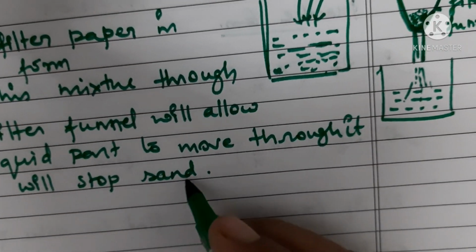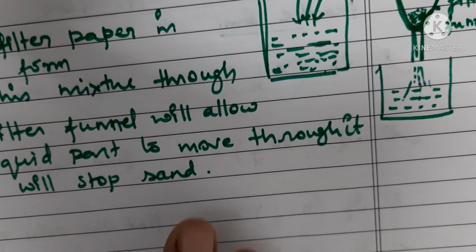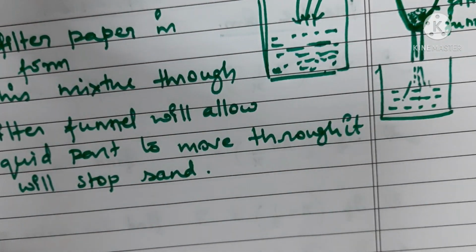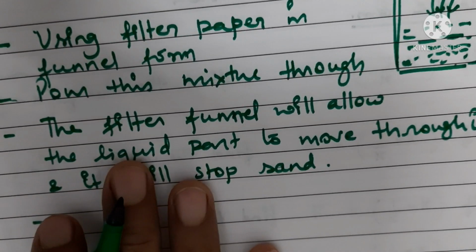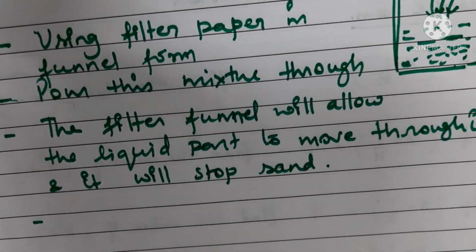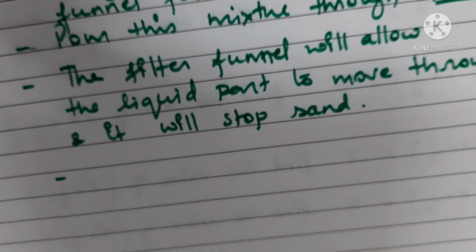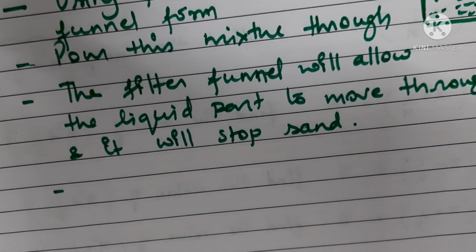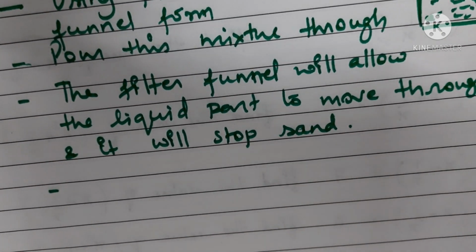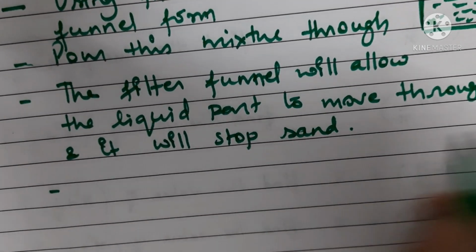Understood? So it will stop sand over here only, right? Okay, now what you can do, you can keep this filter paper in a plate, open it, and keep it in an open area, just under the sunlight, so the water will evaporate. Since it is wet, whatever water is there in this sand will evaporate and you will get the sand back, right?